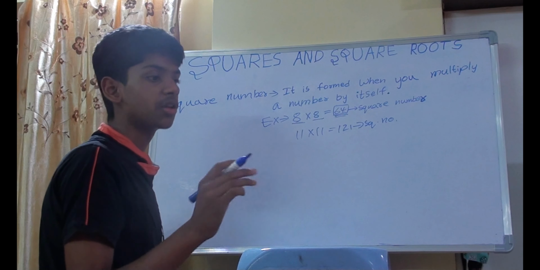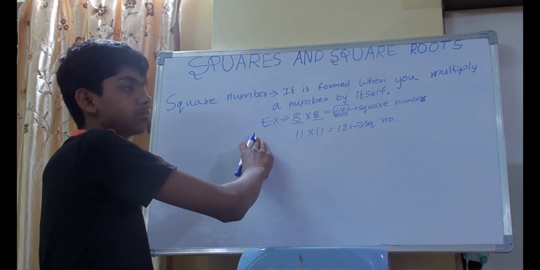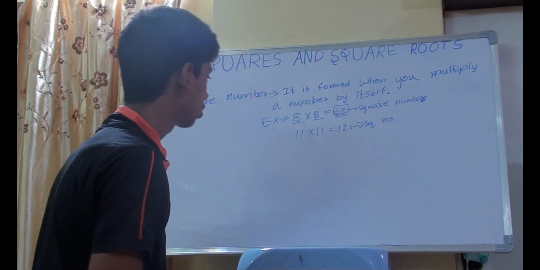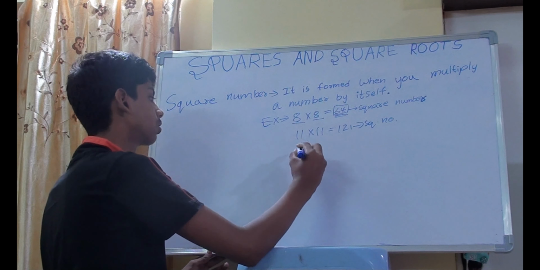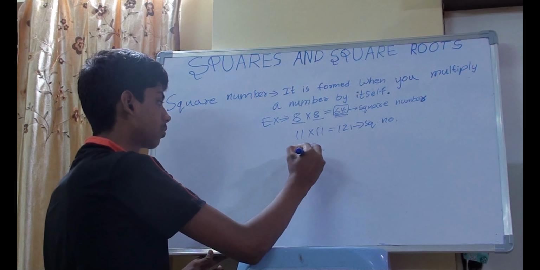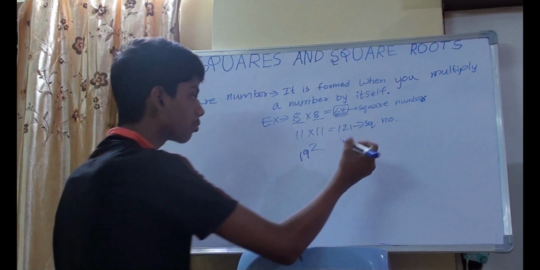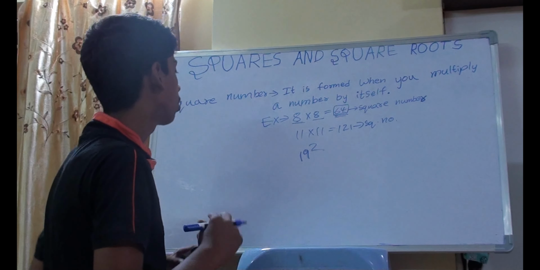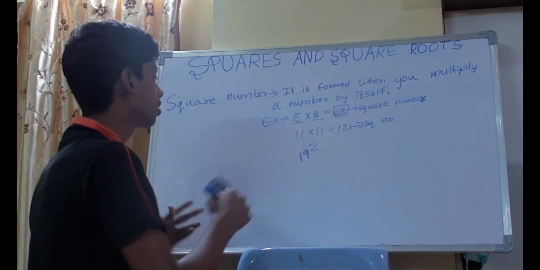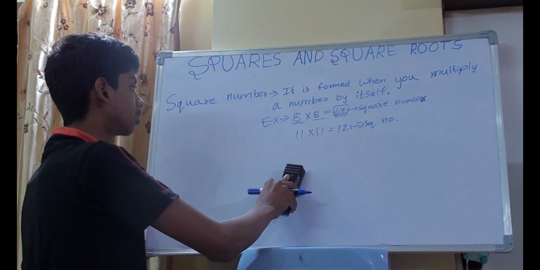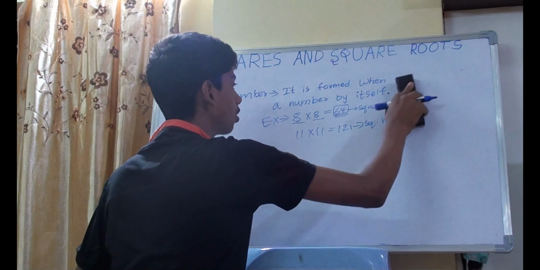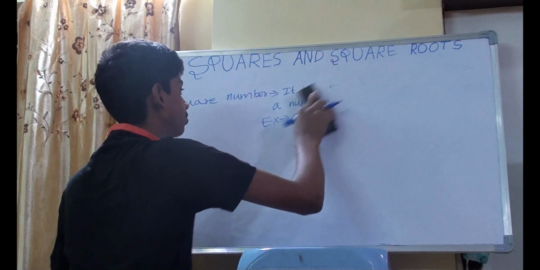There are different methods of finding a square of a number. They might give you to find like 19 square. Well, you can multiply it in the normal way, or we can solve it using a formula. So now let's see how to find a square of a number.